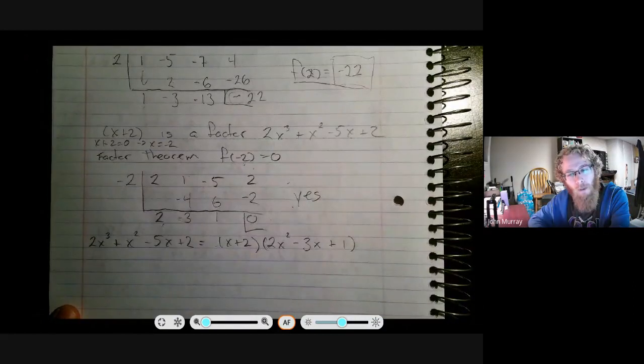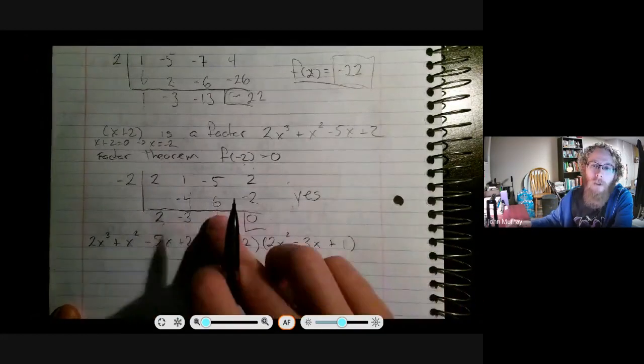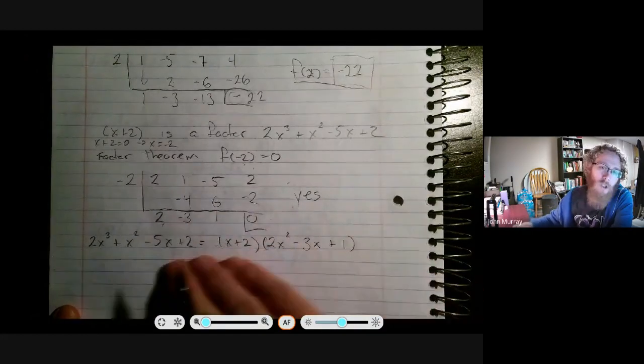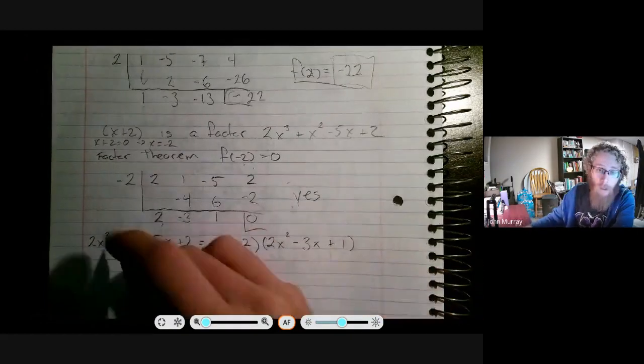Right? So what we're going to be doing today is we're going to check for other factors. I can continue and try to get this into only linear terms.